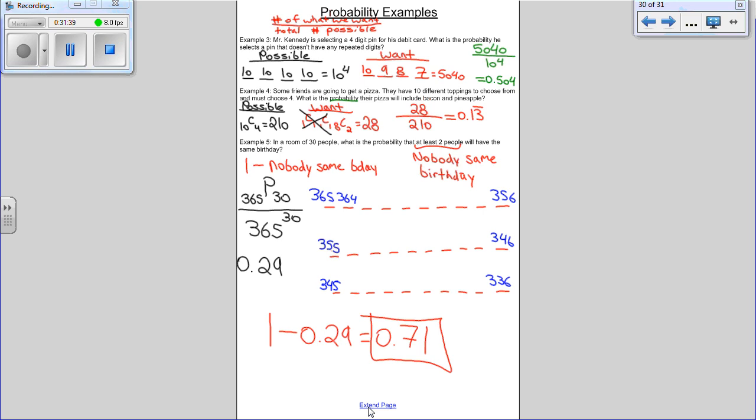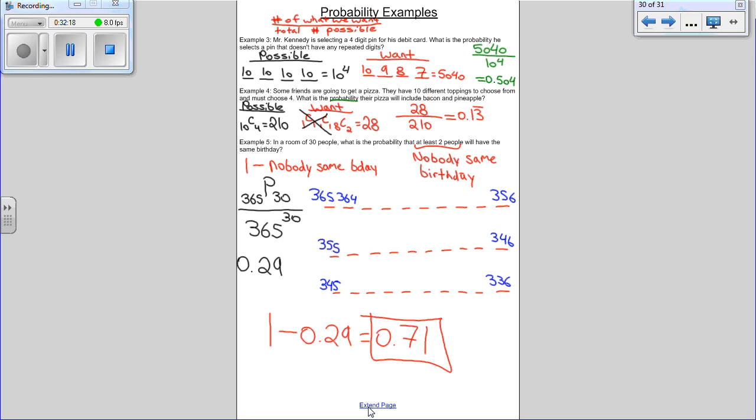You have a question? Huh? This is me subtracting. So 1 represents 100% chance, and then you subtract the probability of the opposite thing. And then the 365 to the power of 30 is everything possible. So there's 30 kids, so there's 365 30 times in a row. I was saying, I don't care what your birthday is. It could be any of the 365 days. So I had to use the fundamental counting principle to figure that out.